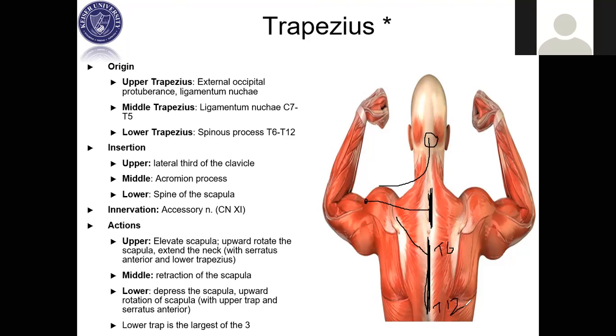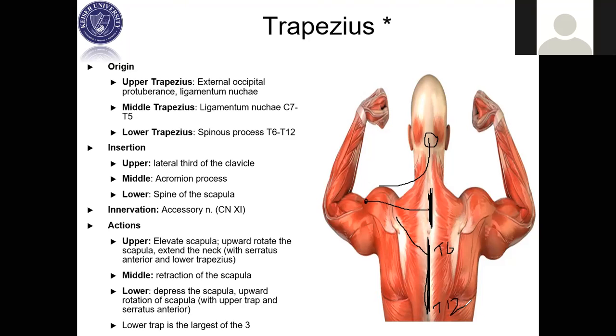Okay, so you've got to know, A, what the trapezius looks like for your practical, but on your quizzes and on your final exam, you're going to have to know the three parts of the trapezius. Upper trap, origin, external occipital protuberance, it inserts into the clavicle. The middle trap, its origin is C7 to T5. It inserts into the acromion process. The lower trap, its origin is T6 through T12. It inserts into the spine of the scapula.